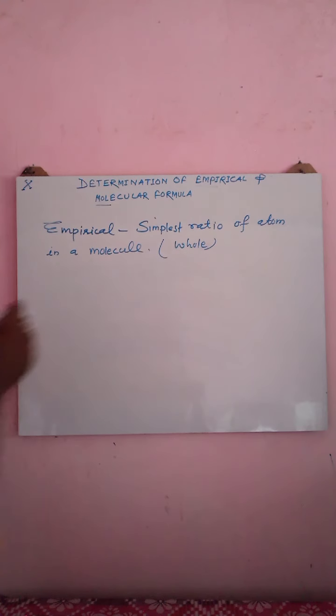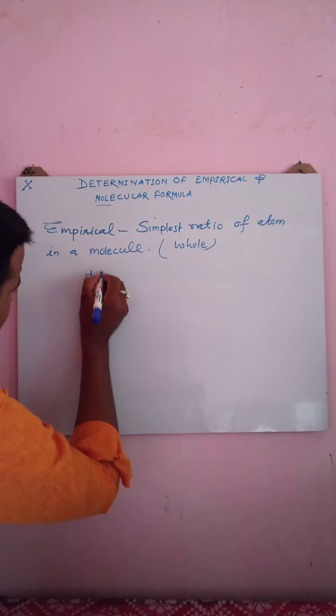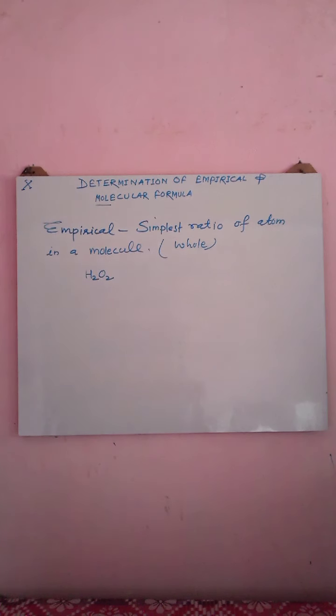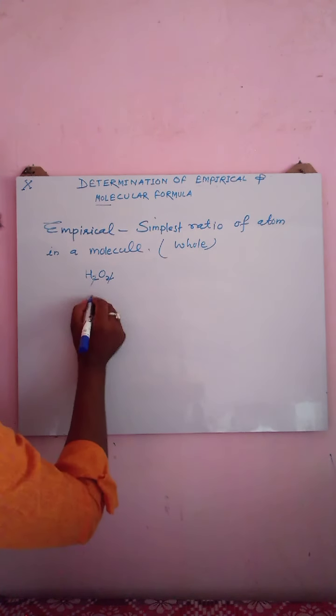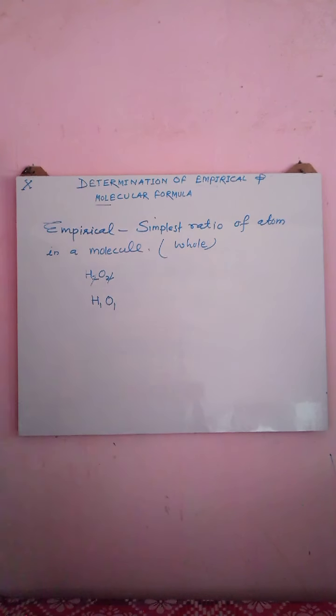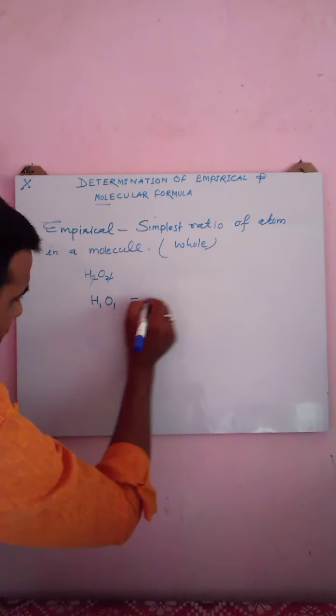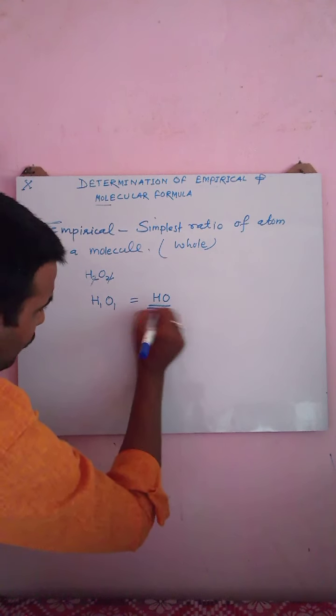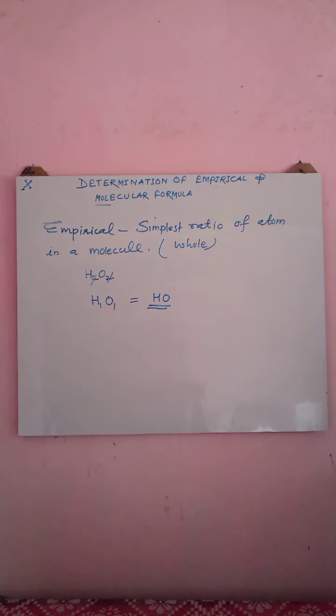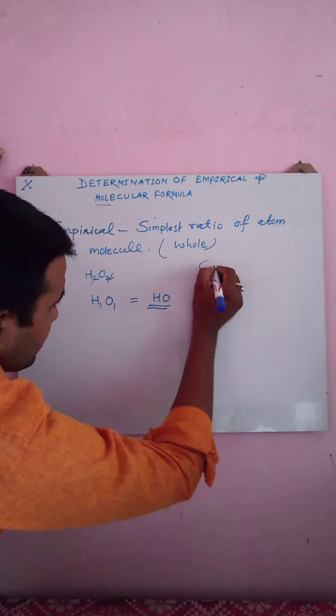For example, let us consider H2O2. So what will be the simplest ratio of different atoms, I mean hydrogen and oxygen, present in H2O2 molecule? Simplest ratio will be H1O1, or you can say HO. So HO will be the empirical formula of H2O2, hydrogen peroxide.